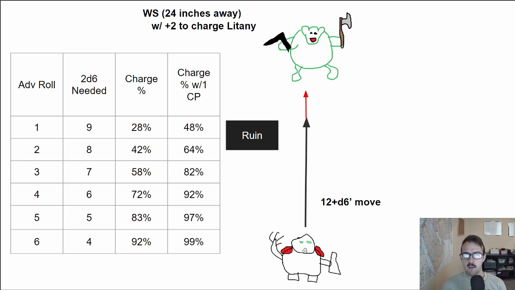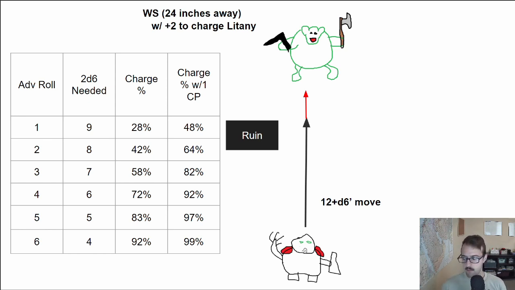And for the White Scars, I will change this scenario to be 24 inches away. The reason why I chose 24 is the math is the same as the 22 without the litany, and it's how many inches away many deployment zones are in the Grand Tournament packet. So you can see I planned this the entire time.